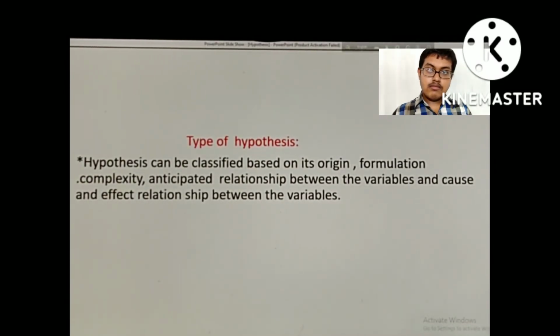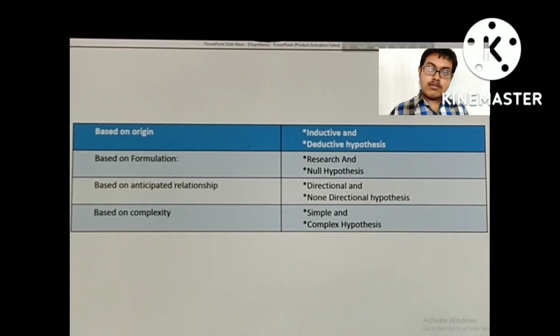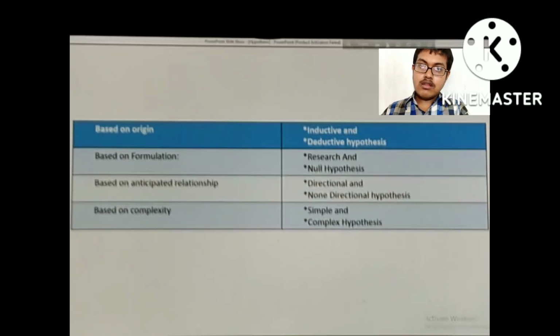Now we see the types of hypothesis. Hypothesis can be classified based on its origin, formulation, complexity, anticipated relationship between the variables, and cause and effect relationship between the variables. Based on origin there are two types, inductive and deductive. Based on formulation, research and null hypothesis. Based on anticipated relationship, directional and non-directional hypothesis. Based on complexity, simple and complex hypothesis.